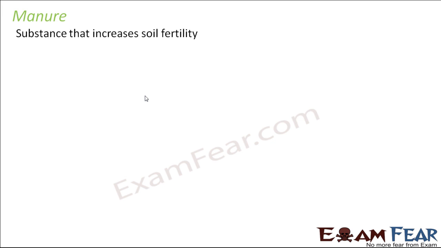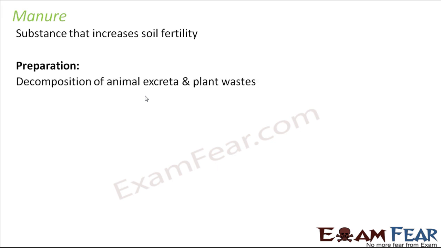Manure is a substance that increases the soil fertility. Now what kind of substance is it? Let us see how we prepare manure. Which substance is this actually? It is prepared by decomposition of animal excreta and plant wastes. So all animal excreta like cow dung and plant wastes, maybe the fallen leaves and dried plant parts.